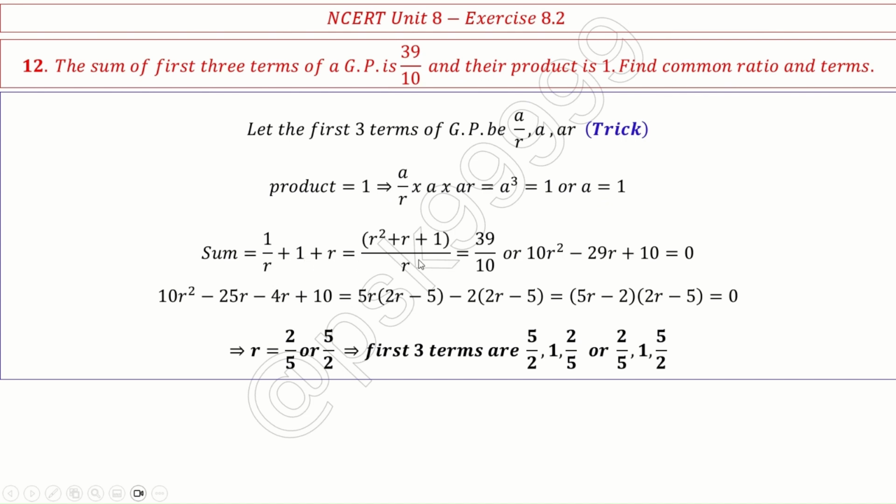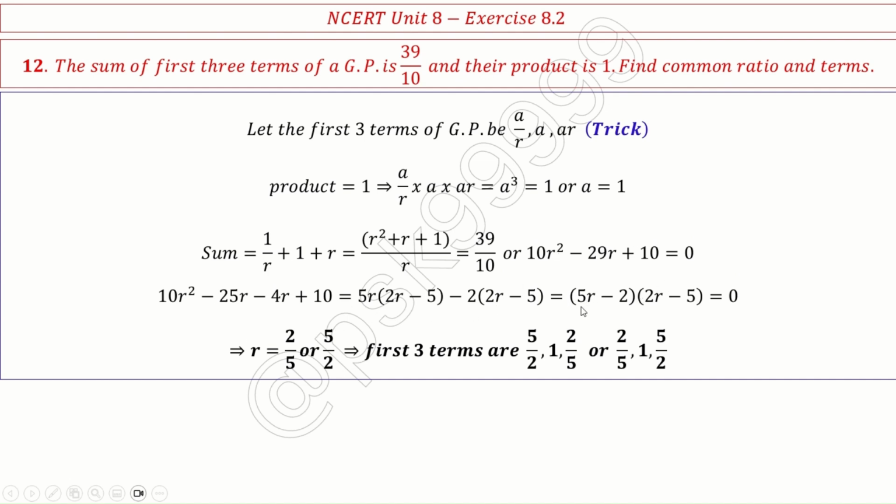Okay, which is nothing but, because A is 1, so I am not taking A by R, A plus AR, right? I am not taking A because A is equal to 1. So which is nothing but R square plus R plus 1 divided by R equal to 39 by 10. So I'll get a quadratic equation, something like this. And once I get this quadratic equation, simplifying is easy.